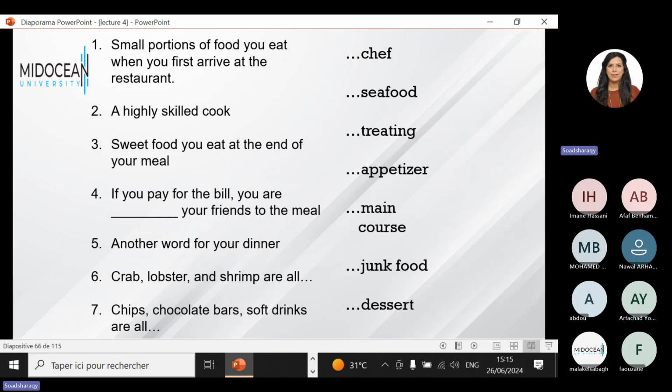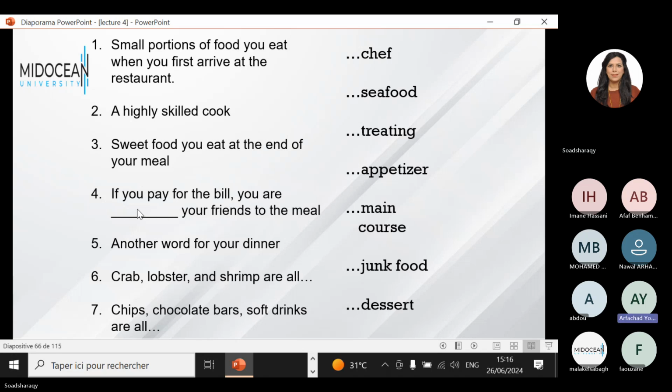Do you eat junk food at the end of your meal? Of course not. So the right answer is someone else's. Let's choose another person. It's a dessert. Excellent. Okay, good. So dessert. Next, continue, please. Number 4. Read.